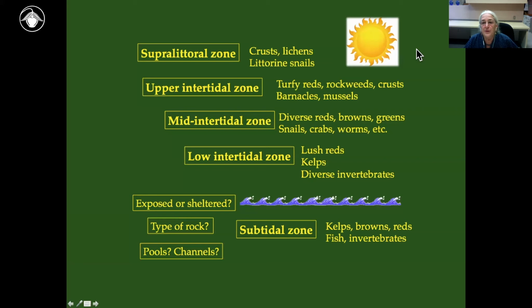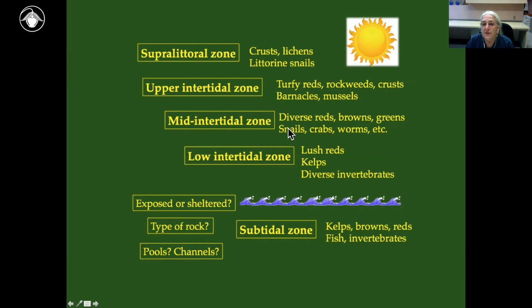So let's look at these zones from the point of view of biology. The supralittoral, or the splash zone, has lots of crustose lichens, crustose algae, littorine snails, those little tiny grain-size snails that move way up into the top of the rocks. The upper intertidal zone is high, but it's quite rich. Turfy red seaweeds, rockweeds, which we'll look at in detail, more crusts, because crusts are very good with being out of the water. Barnacles, mussels, animals that can close up, hold water in their bodies, and resist desiccation.